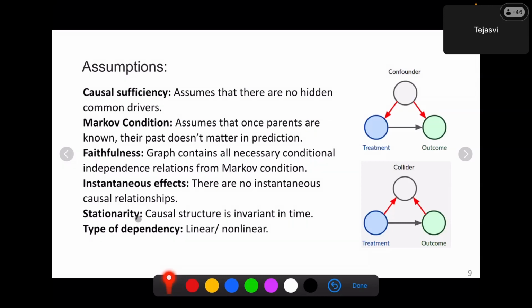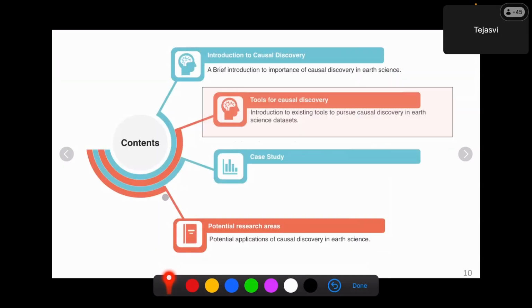Next is stationarity. It is a very conventional assumption. Stationarity means that the causal structure is invariant in time. And then there is the type of dependency: are we assuming that things are all linear, or are we assuming non-linear, what kind of non-linearity, and so on.